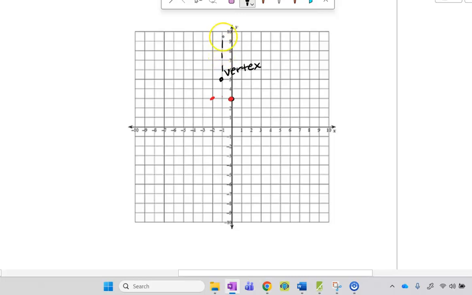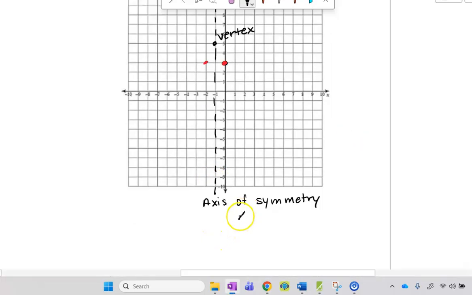I'm also going to have you guys make a dashed line through the vertex because this is called our axis of symmetry. And our axis of symmetry is always going to be an equation starting with x equals. And it's x equals whatever number we go through on the x-axis, which is always going to be the vertex x value. So since my vertex is -1, 5, I'm going to go through -1 on the x-axis. So this is x equals -1. So here's my axis of symmetry.